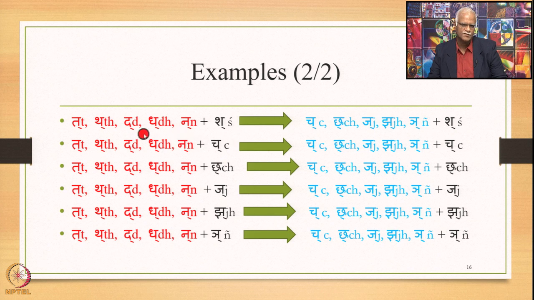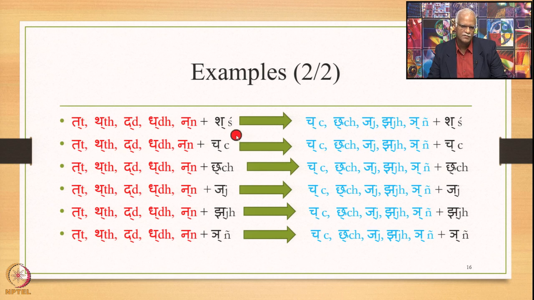So this is the sthani, this is the adesha. We can say that this is the set, which is the sthani or the karyi, and this set is the adesha or the karya, and therefore there is the correspondence. Ta is substituted by cha, which is in the first place. Tha is substituted by cha, da is substituted by ja, and dha is substituted by ja, and na is substituted by ya, which is fifth.